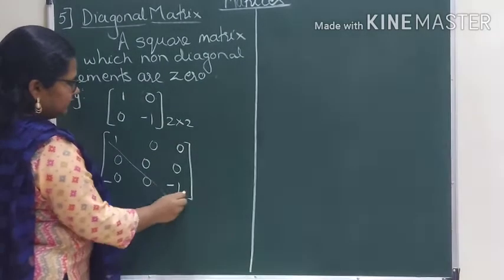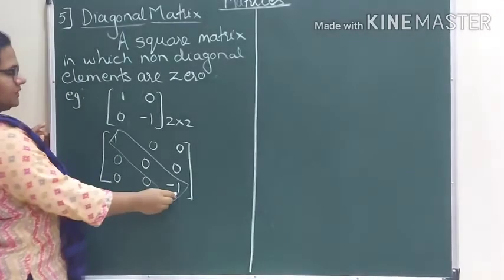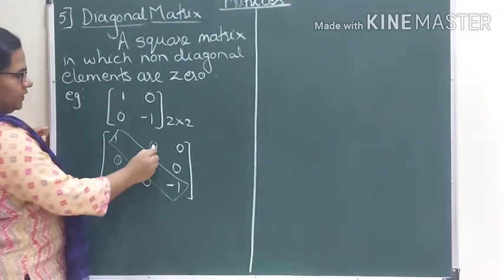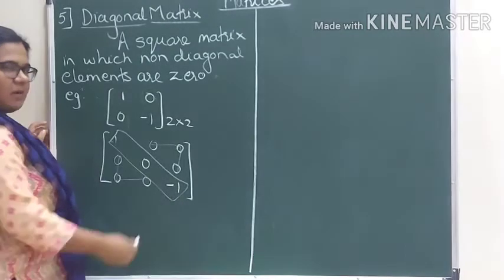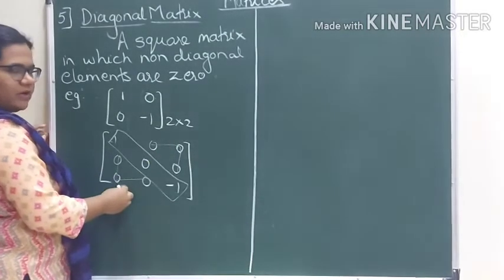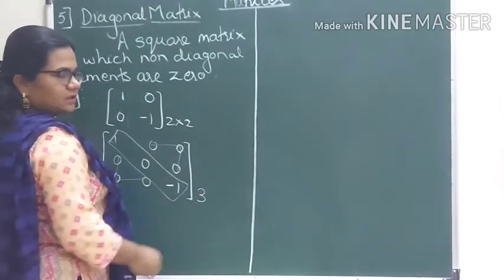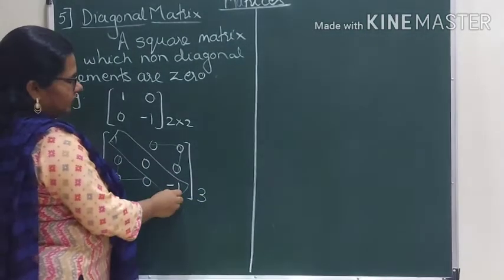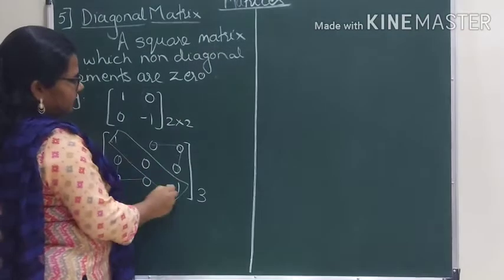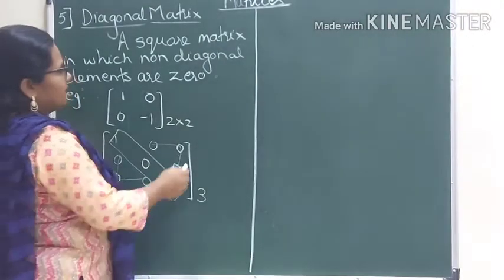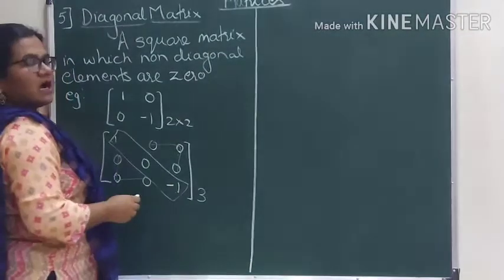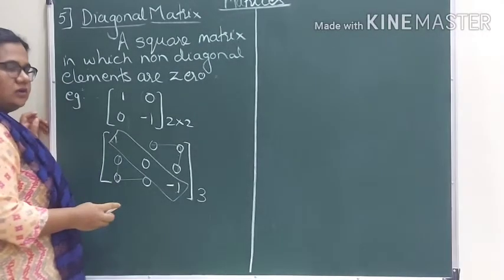See, this is the diagonal. Leaving these elements 1, 2, 3 and 1, 2, 3, these above-diagonal elements are 0, and below-diagonal elements, that is non-diagonal elements, are 0. This is an order 3 matrix. So these non-diagonal elements are 0 and these diagonal elements are non-zero. Then this type of matrices is called diagonal matrices.